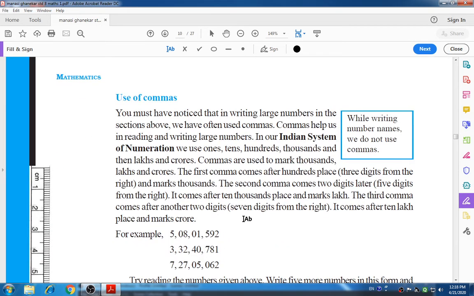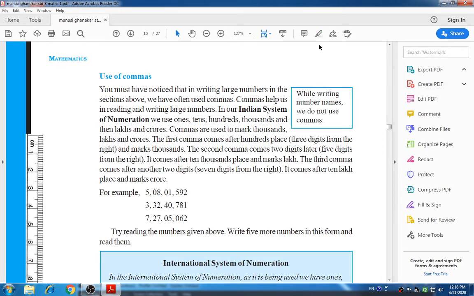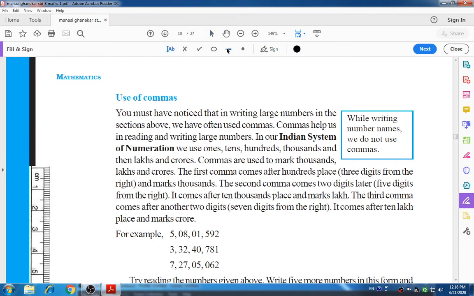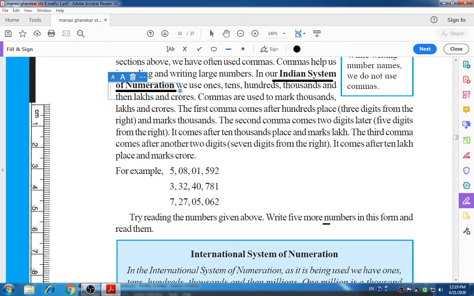While writing, the use of commas is very important. There are two types of systems, that is the Indian system of numeration and the international system of numeration. First we will see the Indian system of numeration. Look at here, examples.